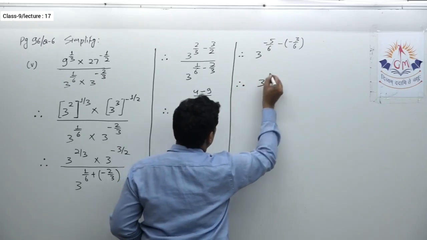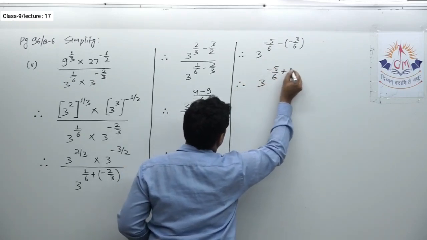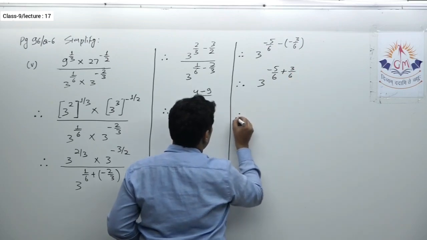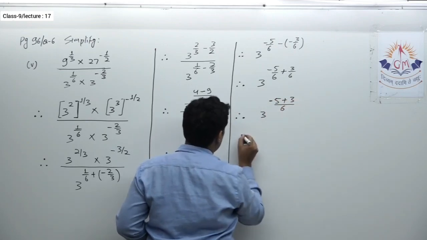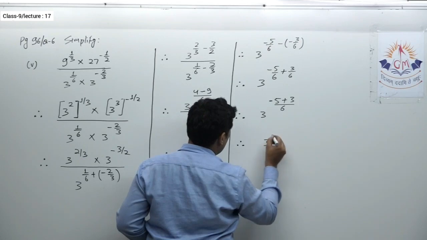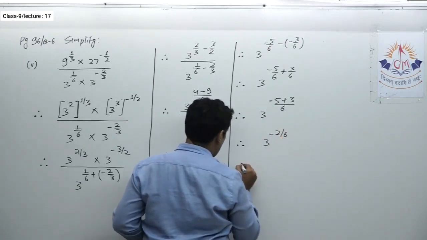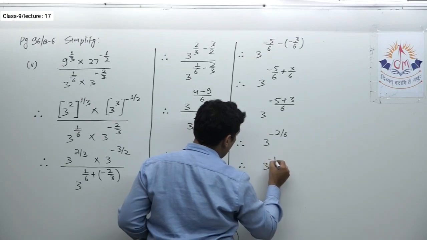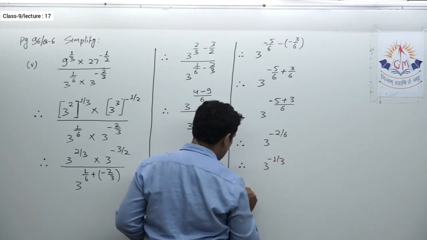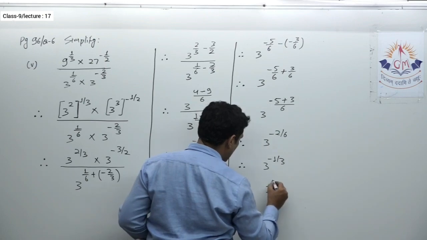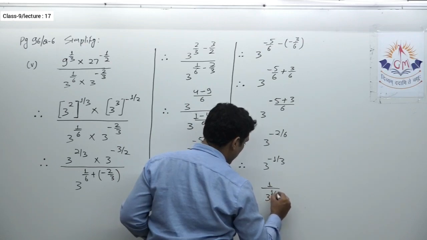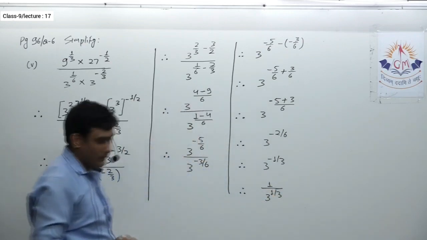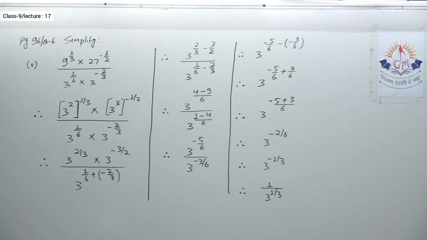So here I can write 3 raised to minus 5 by 6 plus 3 by 6. So here I do get 3 raised to minus 5 plus 3 upon 6. So ultimately I will get 3 raised to minus 2 by 6, or I get 3 raised to minus 1 by 3, or I can say finally I will get 1 upon 3 raised to 1 upon 3. So this is my final answer. Okay, so please note it down.